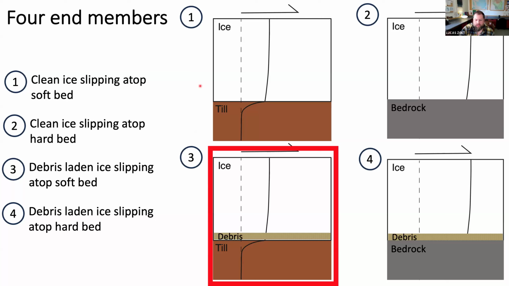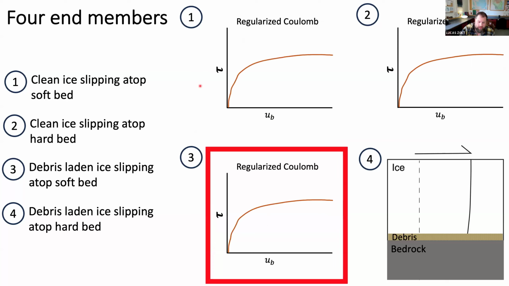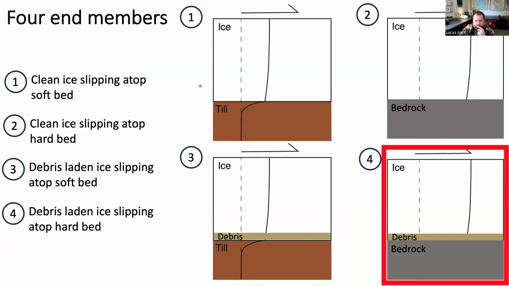So when we look at debris sliding over a bed made up of till, what we have found is that you get a regularized Coulomb response, right? So we've got three of these four end members so far having this regularized Coulomb response for different processes. To be honest, they're not all the same processes, but they're all feeding back and producing the same general response.